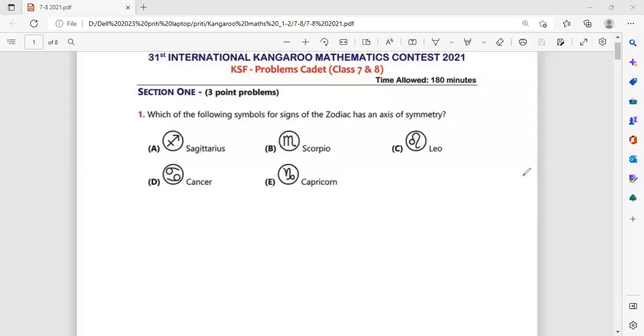Hello friends, today we will be doing Math Kangaroo Contest 2021 Level 7 and 8, or the Cadet level. We will do questions number 1 to 8.